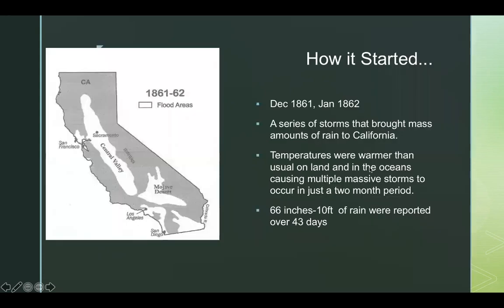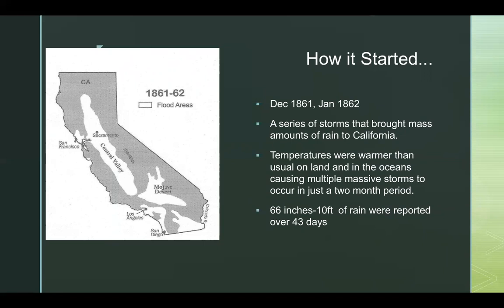And here on the next slide, I have how it all started. And this image shows the affected areas in California. And it mainly shows the three areas: the Central Valley, the Mojave Desert Basin, and the Los Angeles San Diego Basin. And this all starts with a very warm winter in December 1861 and January 1862.